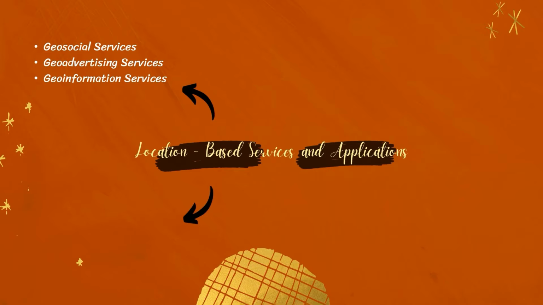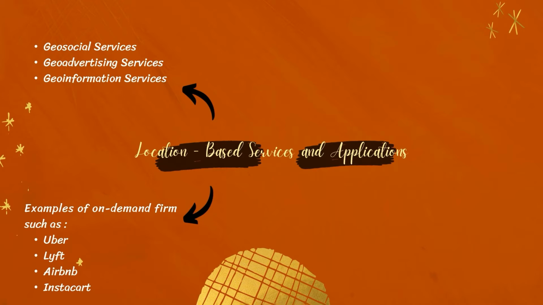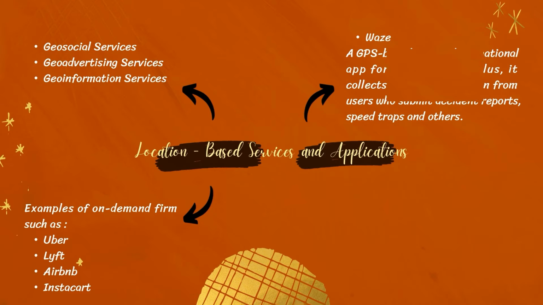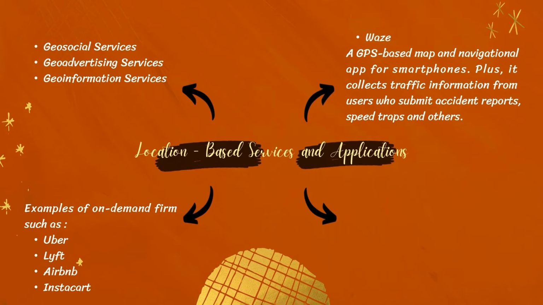Another great example, location-based services on-demand firms that are the fastest growing and most popular, such as Uber, Lyft, Airbnb, and Instacart. On top of that, Waze is also one of the popular applications of geo-information services. Like I said, it is a GPS-based map and navigational app for smartphones. Plus, what makes it different and special is it can collect traffic information from users who submit accident reports, speed traps, street fairs, protests, and many more. Other than that is Foursquare.